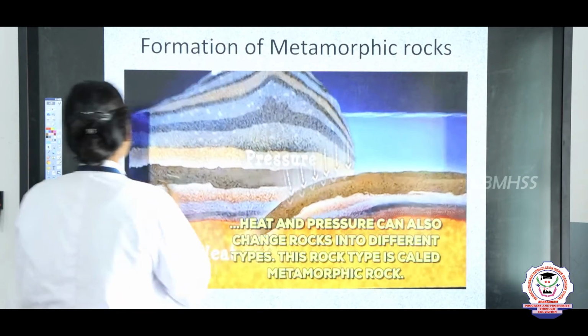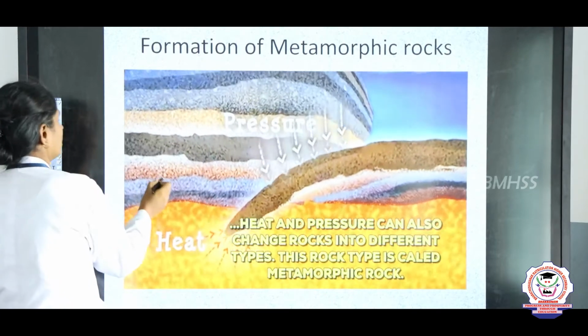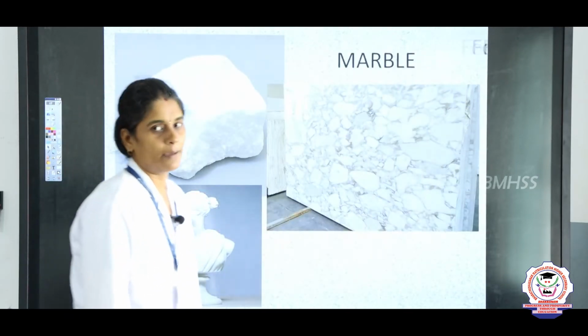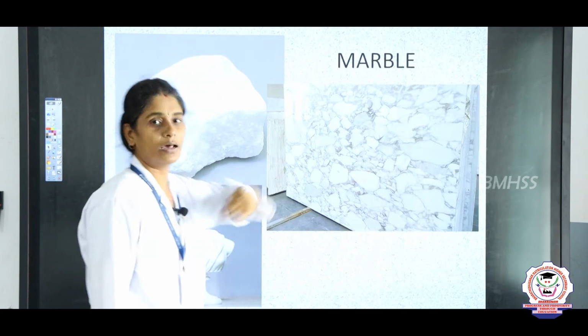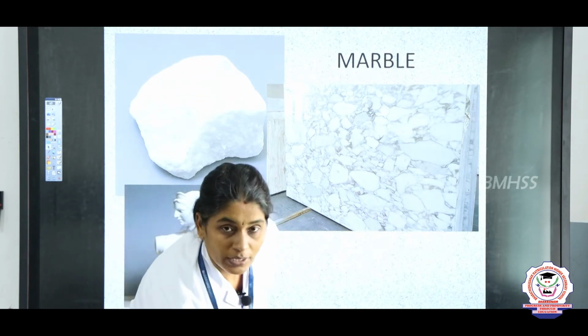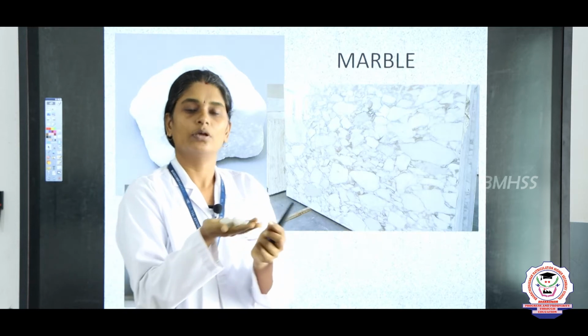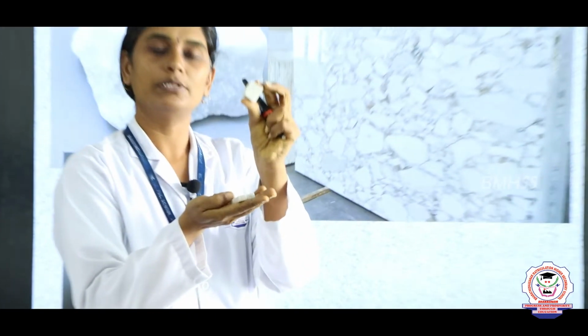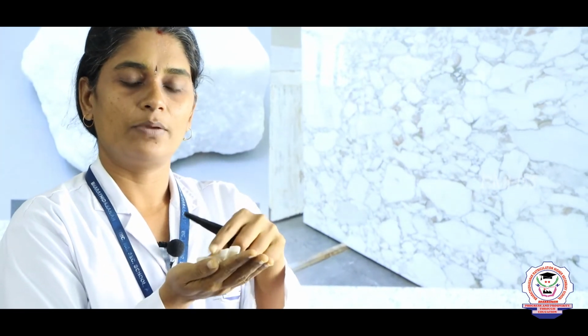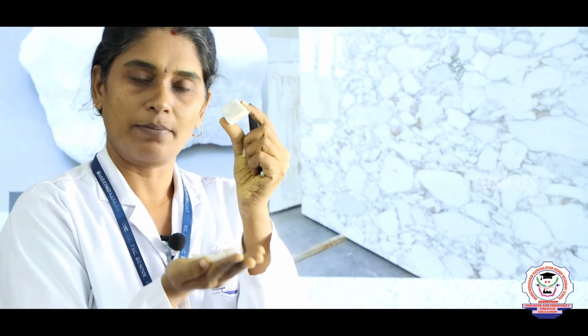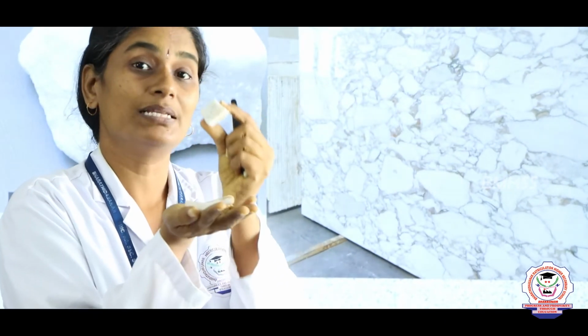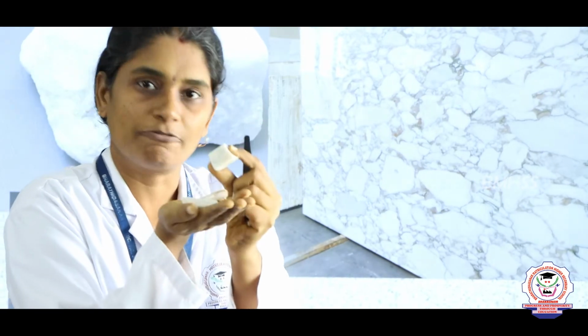Now let's see what are the examples of metamorphic rocks. The first one, marble. Of course you all will be knowing about marble flooring, right. So this is your marble stone. You can see the marbles will be white in color, black in color or brown in color, right. So usually we make the flooring using this marble stone. So this marble is an example of metamorphic rock.